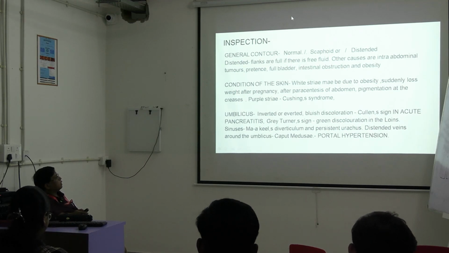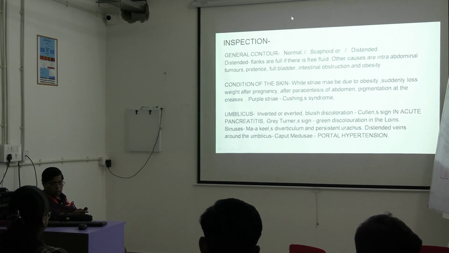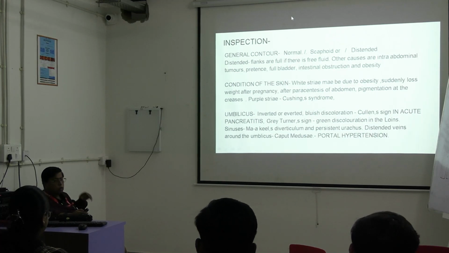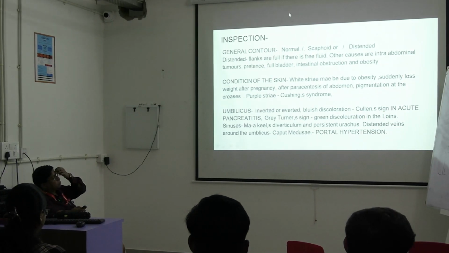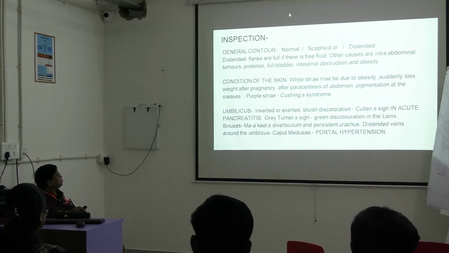These are white striae, but in Cushing syndrome also we get striae like this, very important. They are purple in color, but we get striae in the abdomen in Cushing syndrome. It is usually not white, and it is very difficult to distinguish white and purple in a dark skin patient. But in a very fair skin patient, you can detect whether it is white or purple. At least in a case of Cushing syndrome, you mention that there is striae.